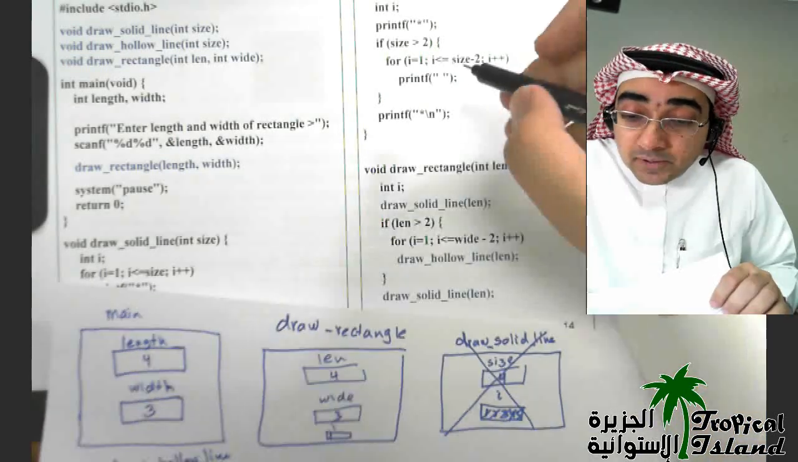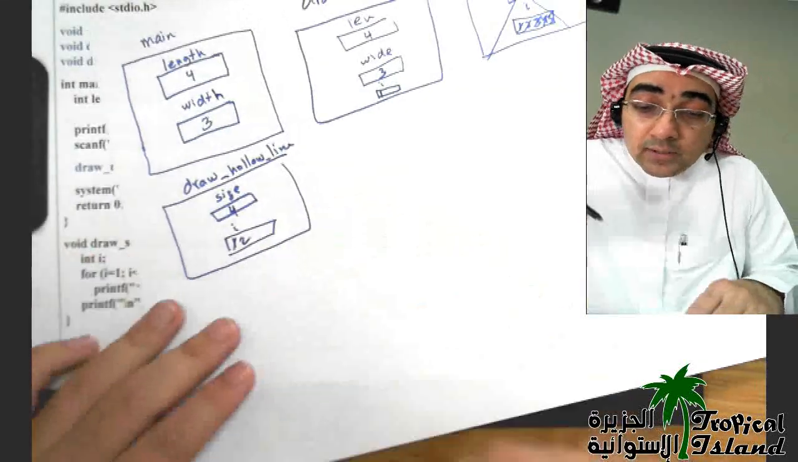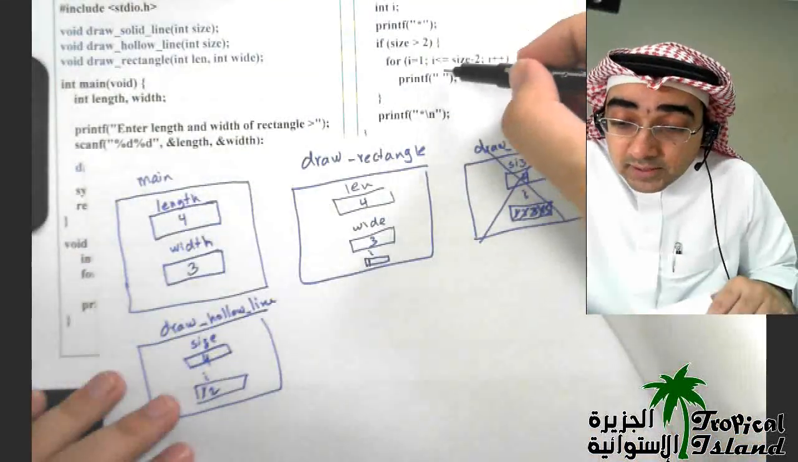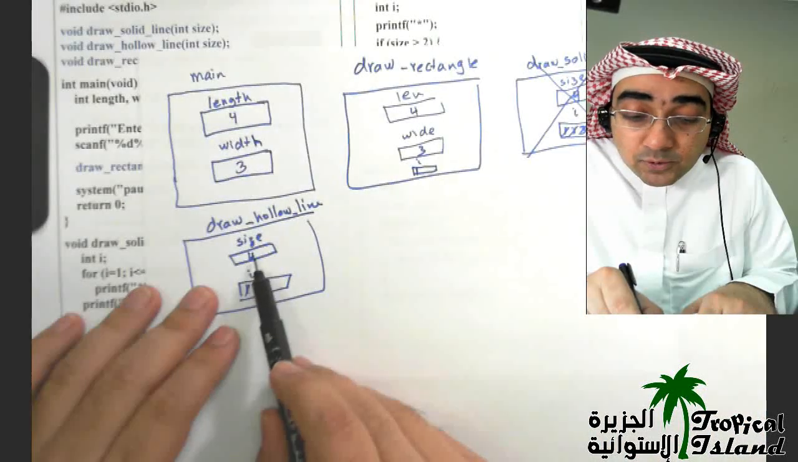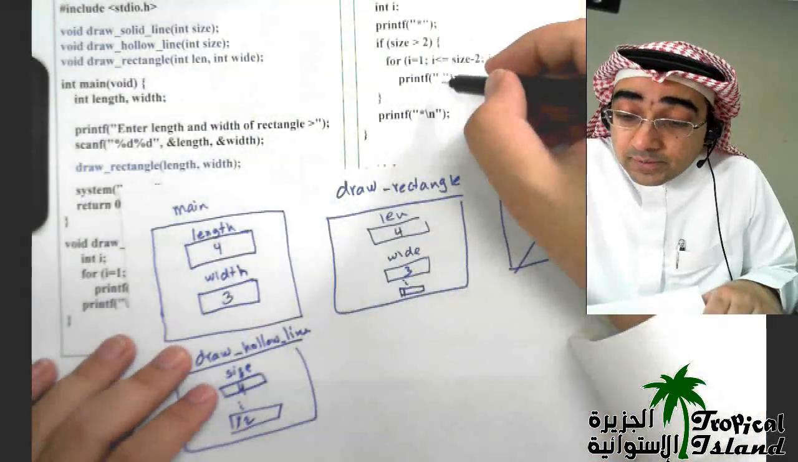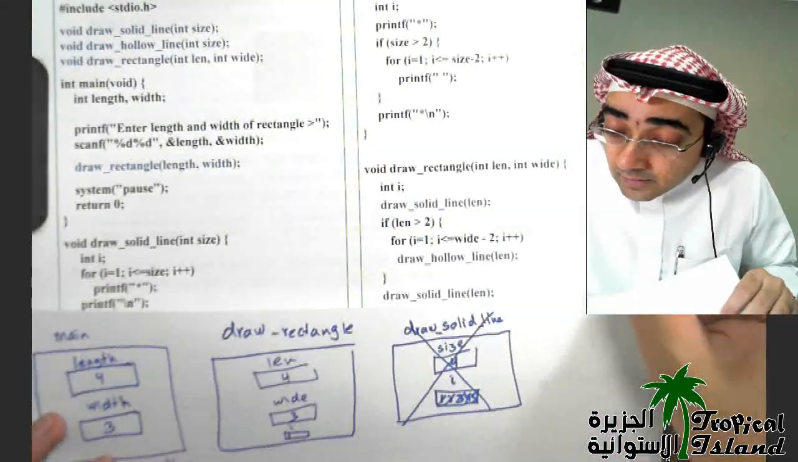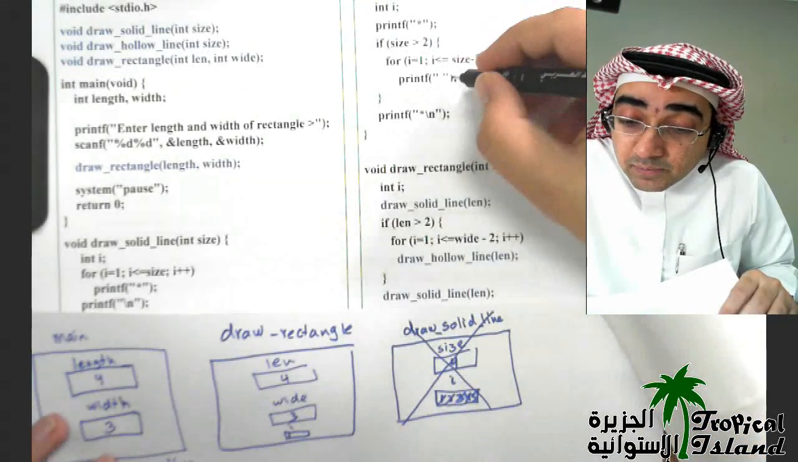Then I'm going to go and increment my I by 1, so I will become 2. Now when I becomes 2, I'm going to check this condition. Is I less than size minus 2? Size is 4. Size minus 2 is 2. Is 2 less than or equal to 2? Yes, that's true. So I'm going to print another hollow line over here. Then I'm going to increment my I by 1, and this condition then becomes false.